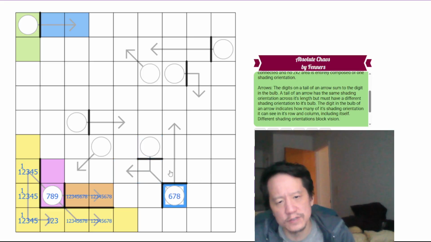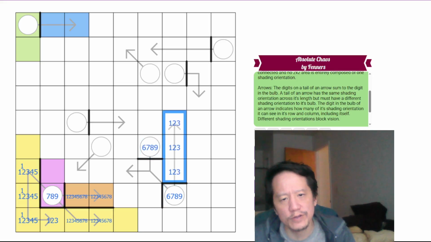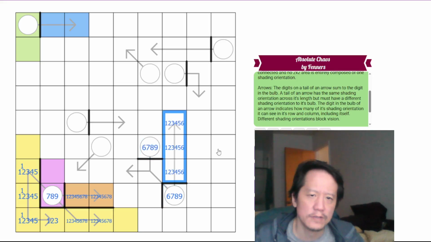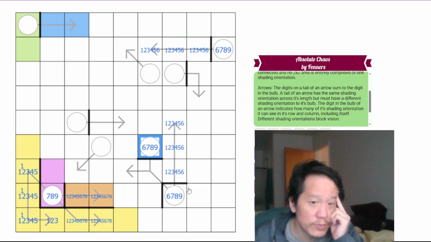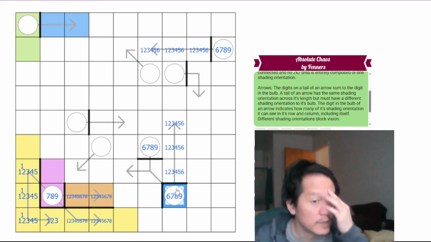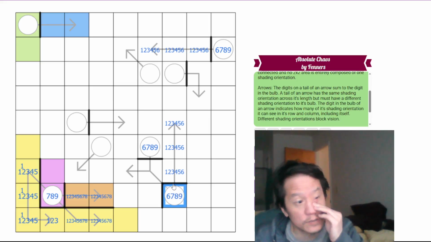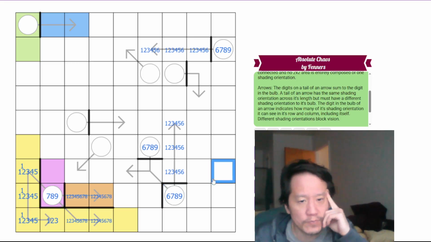So this is 6 through 9, 6 through 9. We have 1 through 6 here. This is 1 through 6. This is 6 through 9. But these could be the actual same orientation. We're not sure. This is actually not guaranteed to be a boundary.